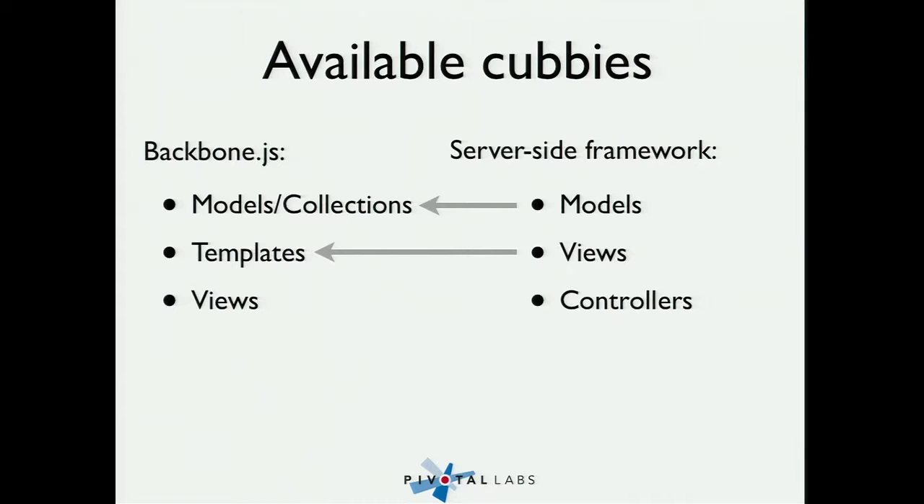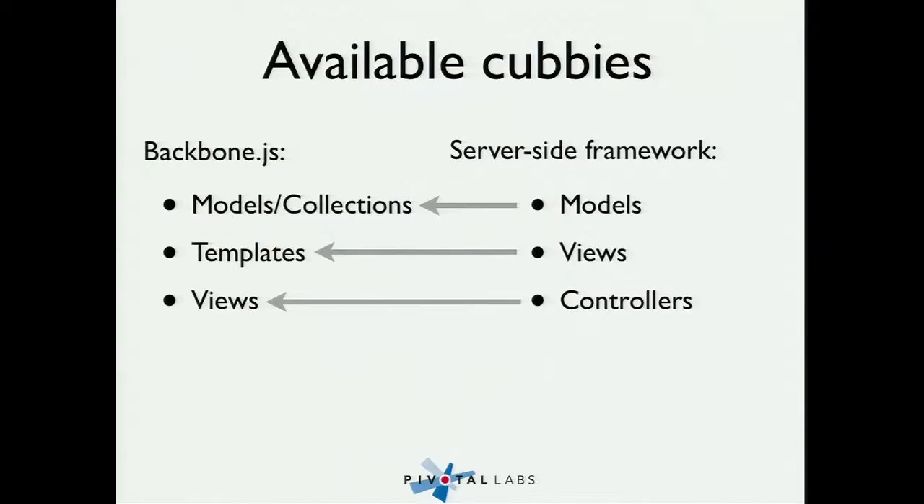So views on the server side generally tend to be sort of logicless templates. And that's what Backbone calls them, templates. Where it gets interesting is with this third one. A view in Backbone is not a template. And this took me a long time to figure out, probably because I was coming from a server-side MVC framework standpoint.